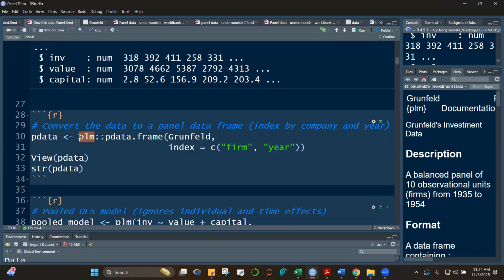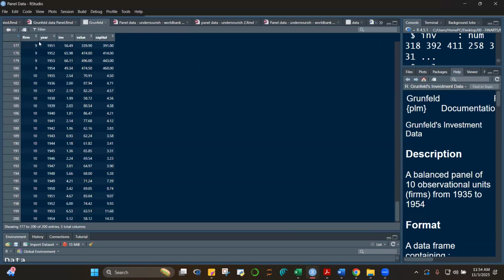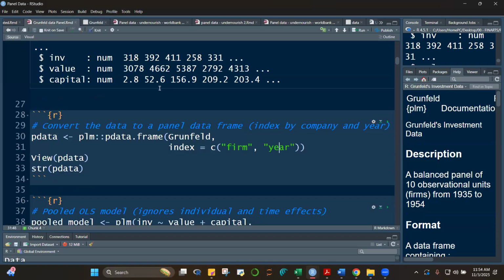So using the plm package, we use this function pdata.frame. So this is panel data.frame, okay? And then the object is Grunfeld, comma, and then we identify the index, okay? So what's the index? The first one should be the unit, and the second one should be the time period. This is very important, class. Some data may have the year first, and then firm. But in pdata.frame, you have to start first with the firm or the unit and then the year.